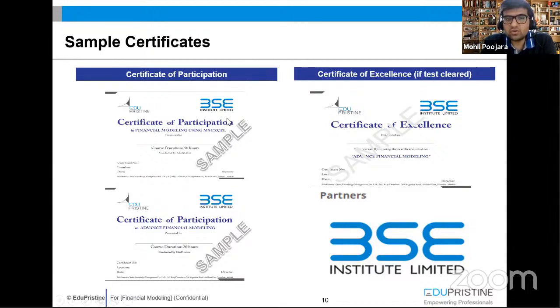At the end of the course, there is going to be an exam. If you pass that exam, you will also get a certificate of excellence, which is a really high selling point on your CV. Because it's by BSE, it has a lot more weightage and is something that recruiters will also give a lot more weightage to if it's there on your curriculum vitae or your CV.